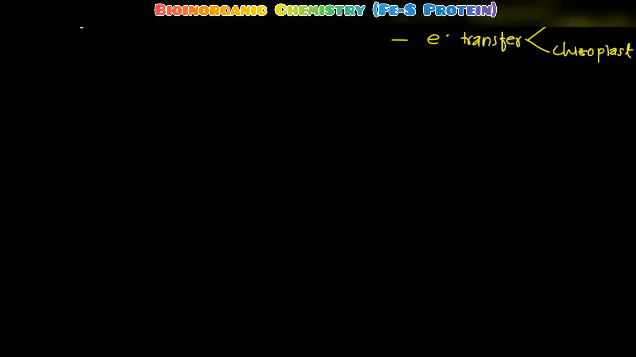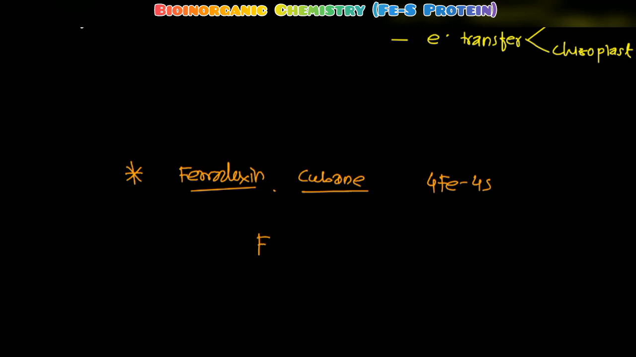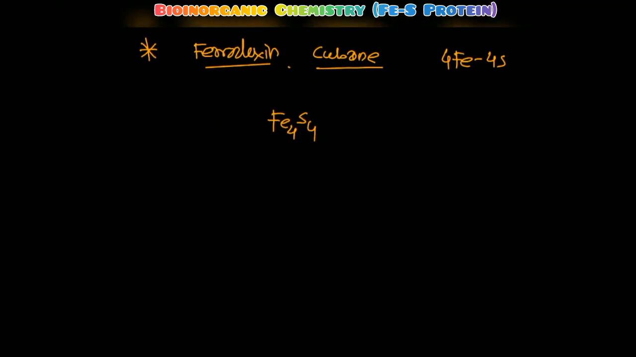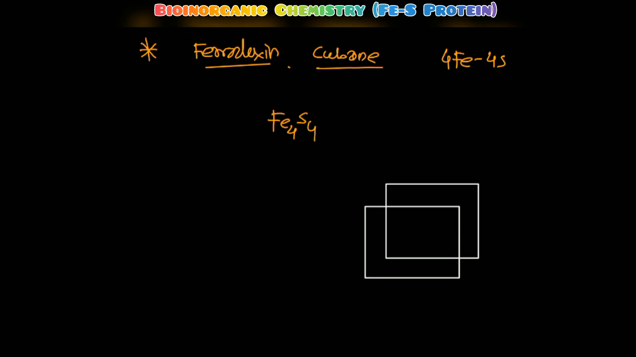Now one more thing, the last structure, is the ferredoxin cubane-like structure. What is that cubane-like structure? There are 4 irons linked with 4 sulfurs, written as Fe4S4. The structure is like a cubane. So what is the cubane? Look at the structure of cubane. This is the cubane.